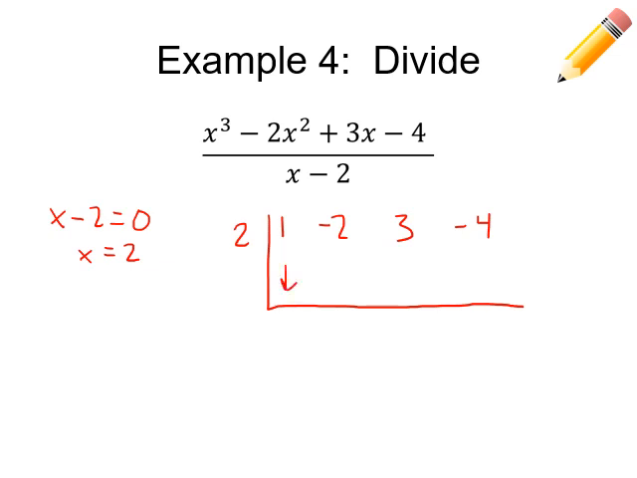Bring down my leading coefficient. 2 times 1 is 2. Those combine to get 0. 2 times 0 is 0. 3 plus 0 is 3. 2 times 3 is 6. Negative 4 plus 6 is a positive 2.